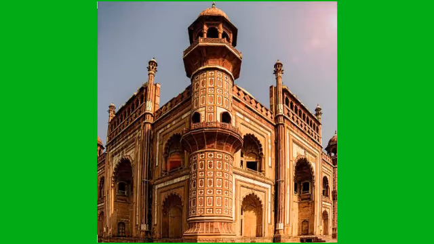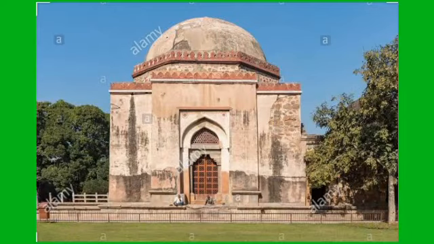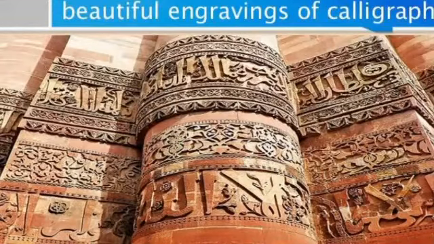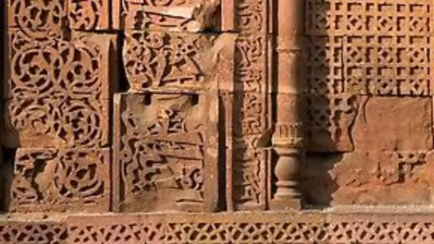Most early structures were of red sandstone, children. Later monuments were made of stones covered with plaster. They were decorated with floral and geometrical designs. Verses from the Holy Quran were also engraved on some of the monuments. In many structures, motifs, meaning a picture or a pattern, children, such as swastika, lotus and bells were used, children.